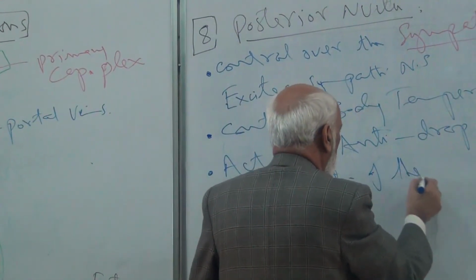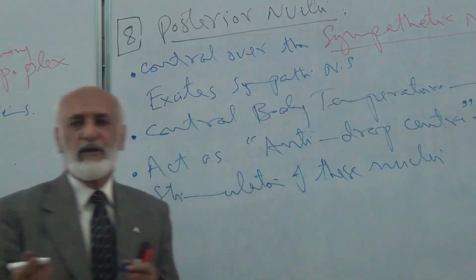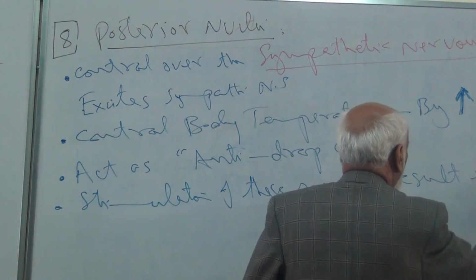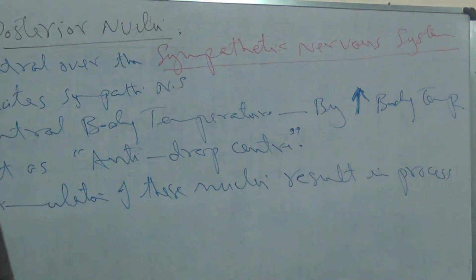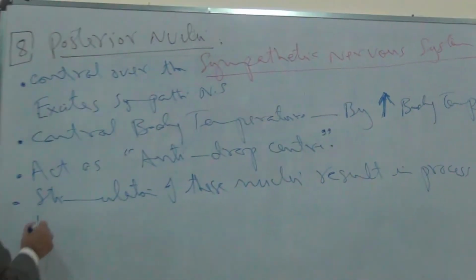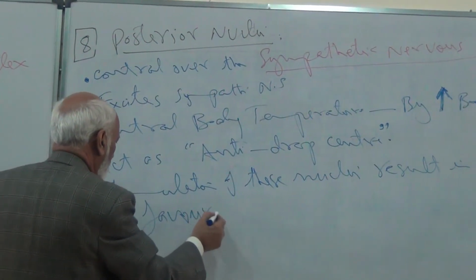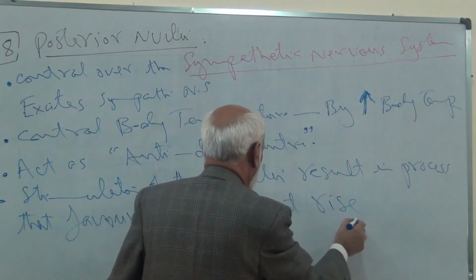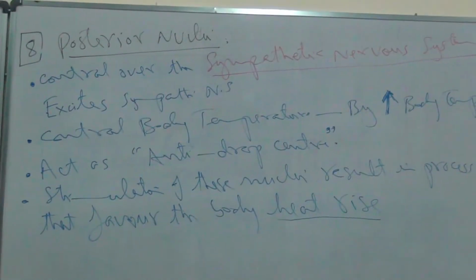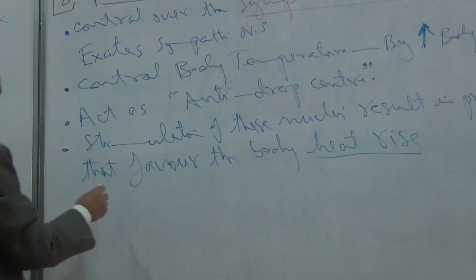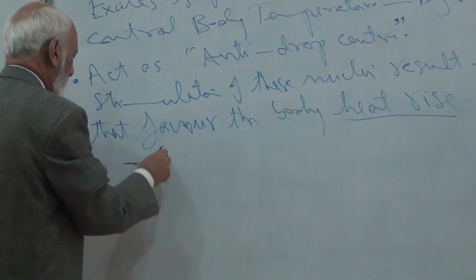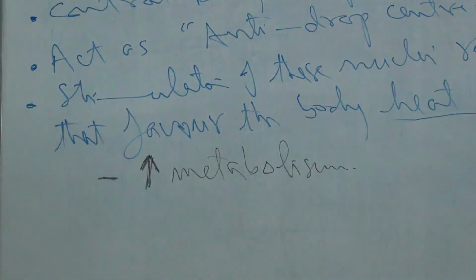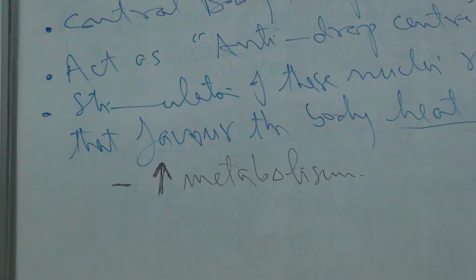Stimulation of these nuclei results in processes that favor the body heat rise. Now, what are these processes? Numeric increase, enhanced body metabolism. Basal metabolic rate is enhanced. So by increasing metabolism, it enhances the body temperature.